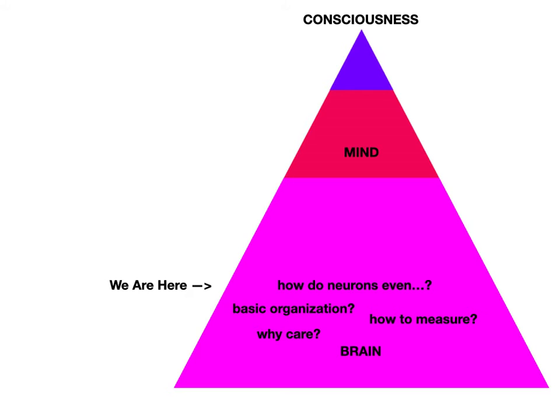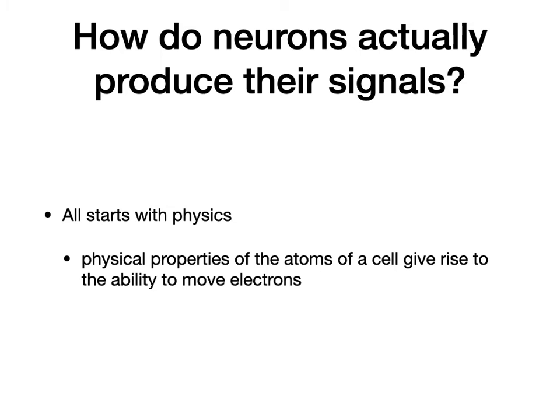So, let's talk physics. How do neurons produce the signals that they use to communicate with each other? And it all starts with physics. Physical properties of the atoms of a cell give rise to the ability to move electrons around. Now, electrons in the form of ions, technically, but the idea is that these are electrical changes, right? There is a change in the electrical patterns, and that's why we're able to detect certain things about how neurons are moving the information around, right?